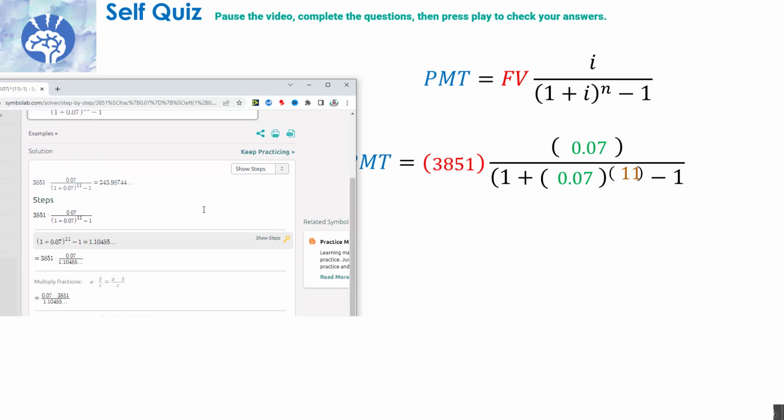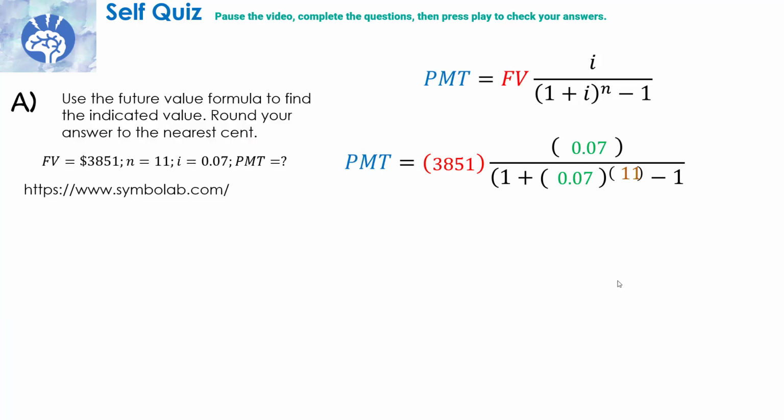All right, write down this number. We're going to need it for our answer. Let's go back to our formula. We ended up with 243.98744. The question asks us to round the answer to the nearest cent. So that will give us a payment of $243.99.